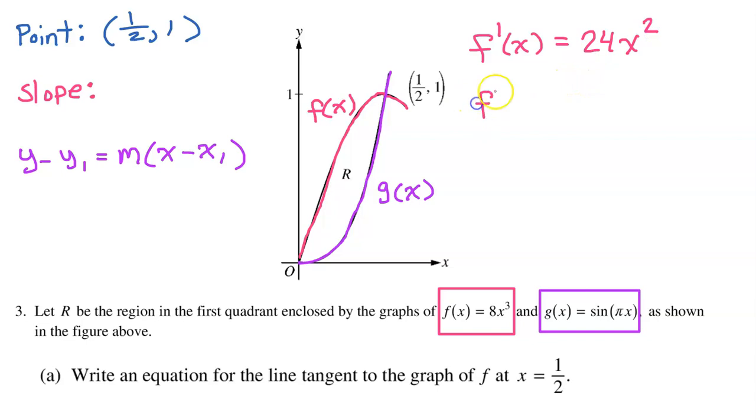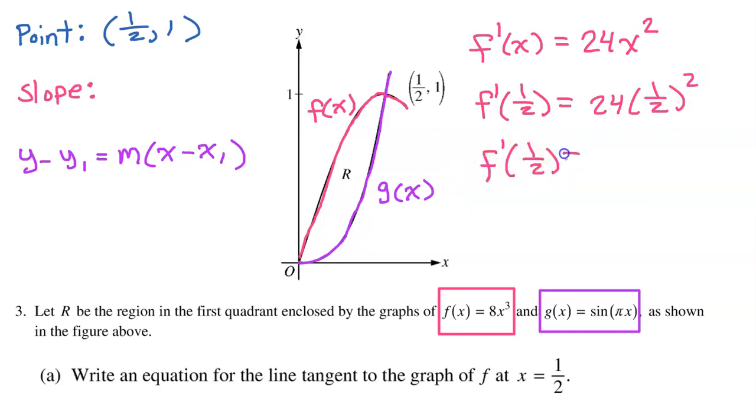Now, what is f prime at 1/2? That will be 24 times 1/2 to the second power. Therefore, f prime at 1/2 is equal to 24 times 1/4. But this is just 24 divided by 4, which is 6. So this is the slope of f at 1/2, which is what we were looking for.